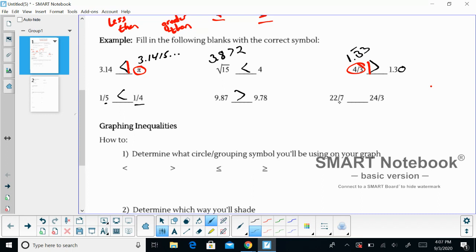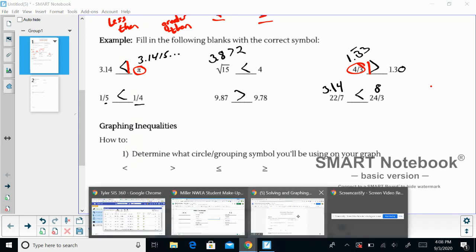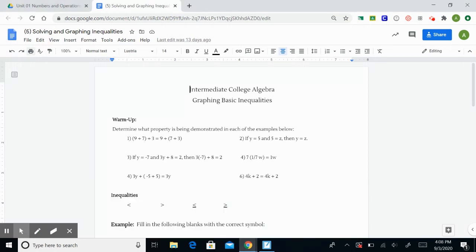Now here I've got 22 divided by 7. If you find that, you'd have 3.14. And 24 divided by 3 is 8. So which is bigger? The 8 is bigger. And that's the first section of lesson 1.5.